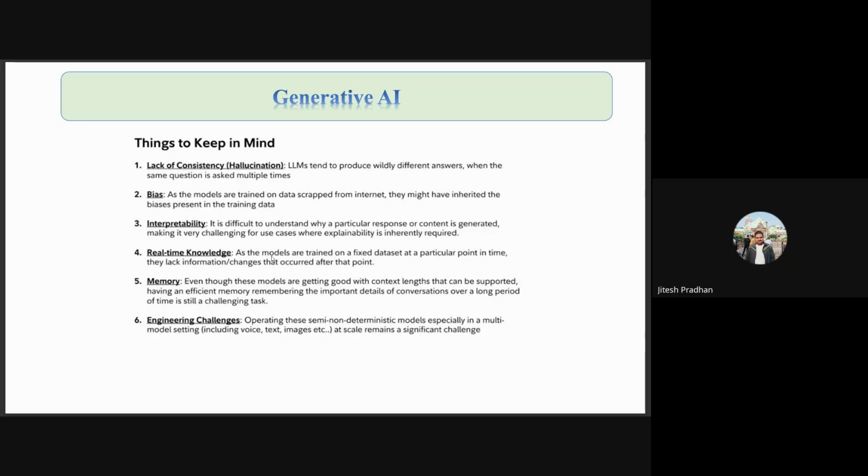Real-time knowledge is not there. Why? Because it has been trained on data. If the time has moved ahead and it was, let's say, past data, and you are using this model that has been trained on past data, it might not give you the real-time answer. That is the main problem. Then there is a memory utilization problem, because if it has to train on that much data, then it has to learn the knowledge, and it needs memory. Then there are engineering challenges also. So these are the things that we need to keep in mind while working with Gen AI.